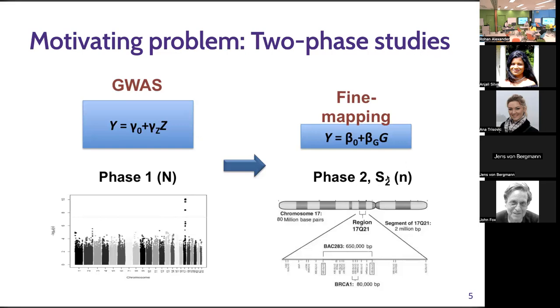Small n over here, and that becomes important. Essentially, the challenge becomes how to select these most informative small n people. That's the motivating problem here.